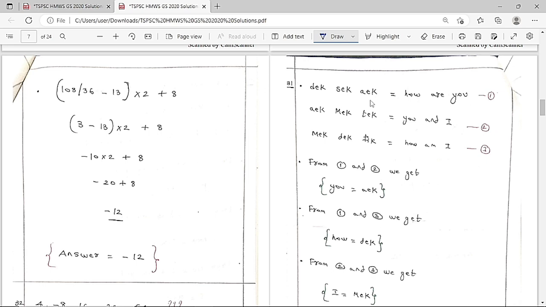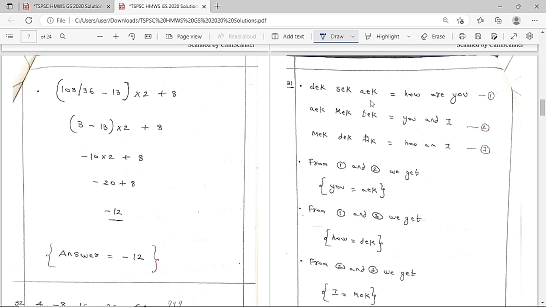Here "dek" is not there, "sek" is not there, but "ek" is there. So we can say U is common, and "ek" is common. Therefore "ek" means basically U. So from 1 and 2 we can say U is equal to ek.